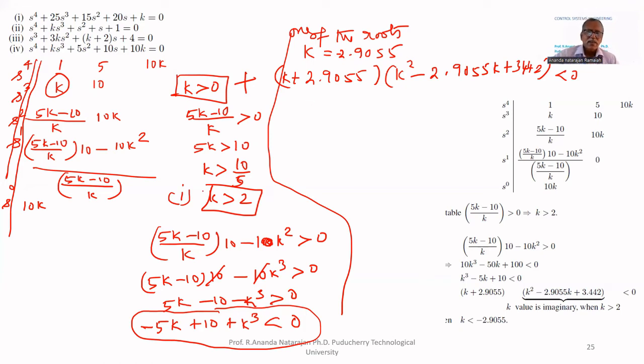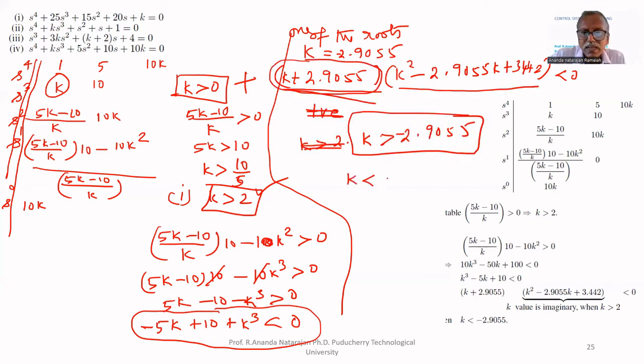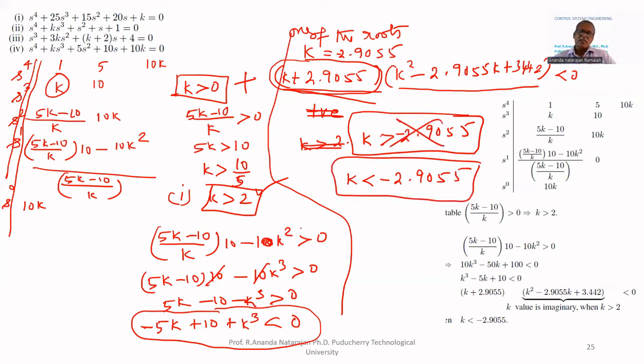So already we got one condition, K must be greater than 2. Now K must be less than minus 2.9055. If you put, say, 3, this becomes negative. If you put minus 3 here, this becomes negative, and if you put minus 3 here, this becomes positive. This is also positive. Therefore, this is always positive for negative values of K. This is negative, it will be less than 0. Therefore, K must be less than minus 2.9055.